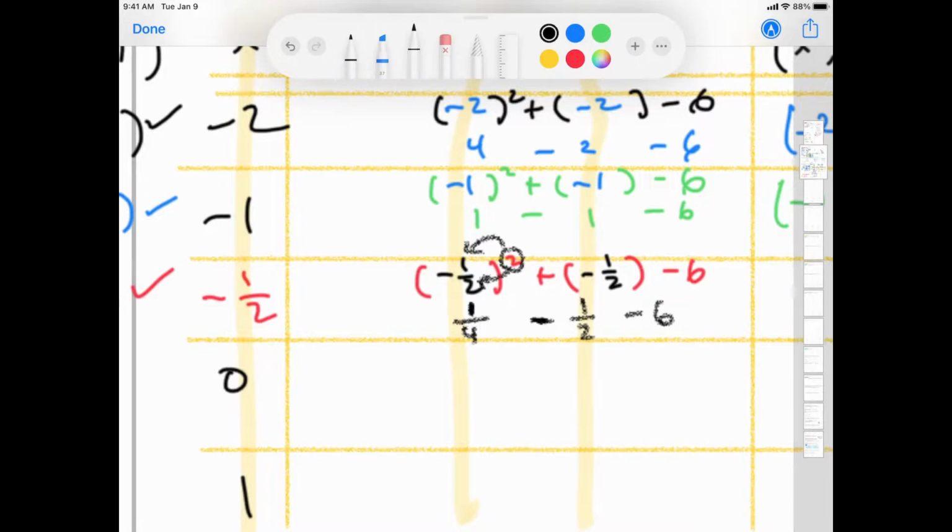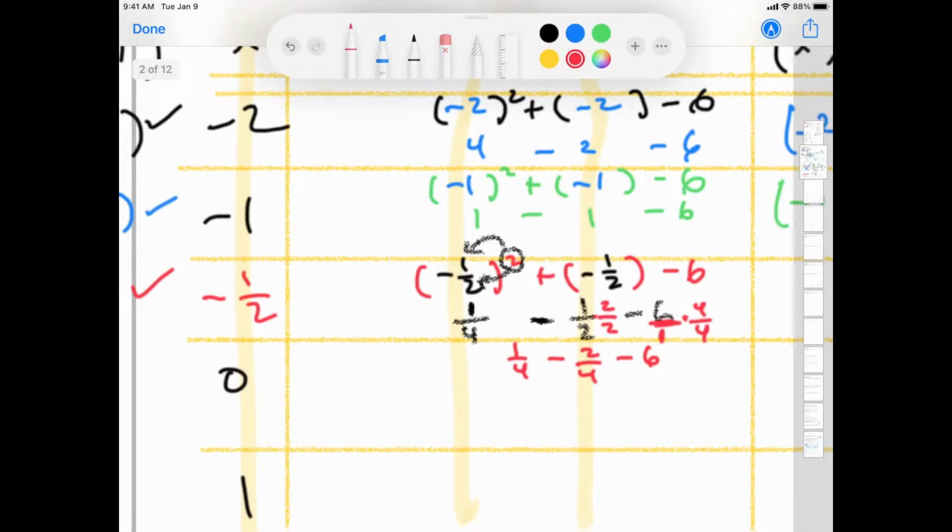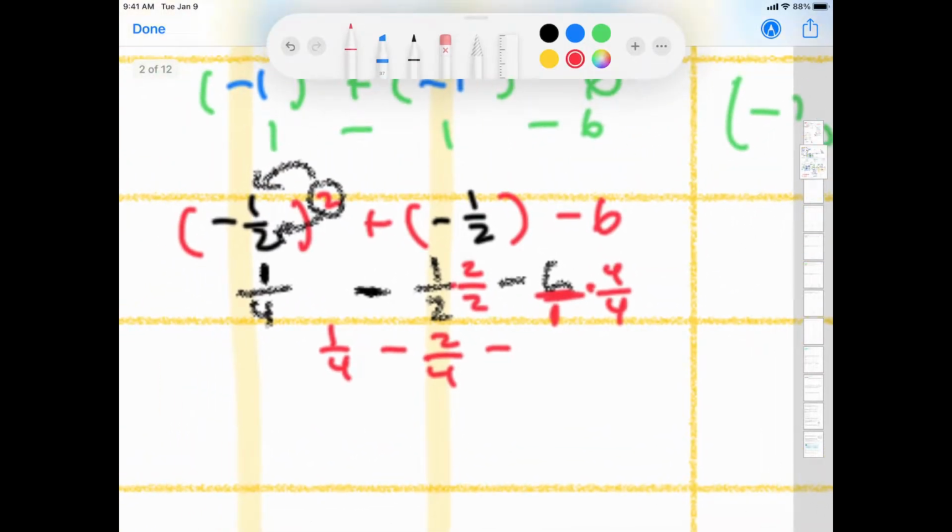Minus 6. And you can double this because they're equivalent fractions. So I have 1/4 minus 2 over 4 minus 6. Let's just make that one a fraction too. I'm going to put that one over 1, and we're trying to get denominators of 4. So this one will get us negative 24 over 4, right? Does that make sense? Now that they all have a common denominator, you can just subtract the numerators.